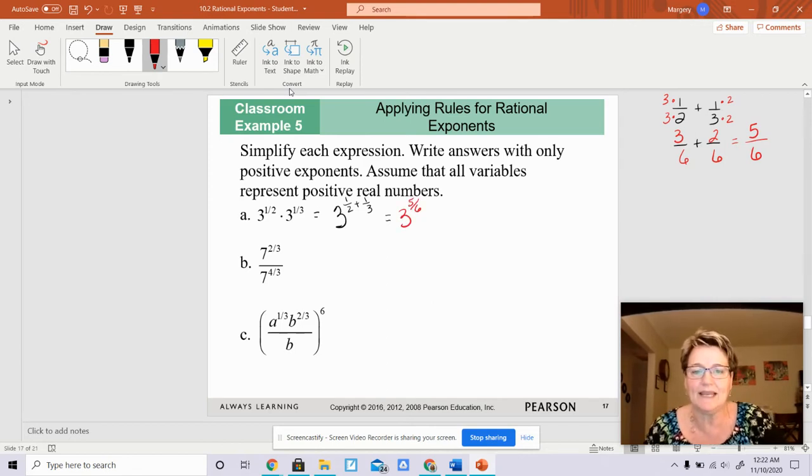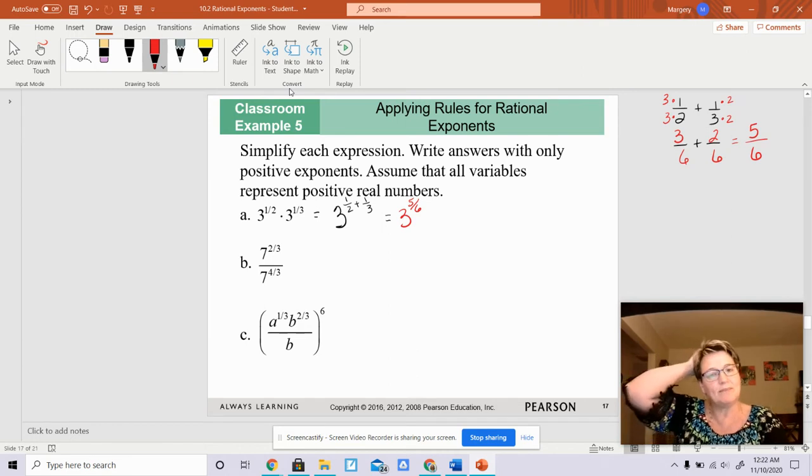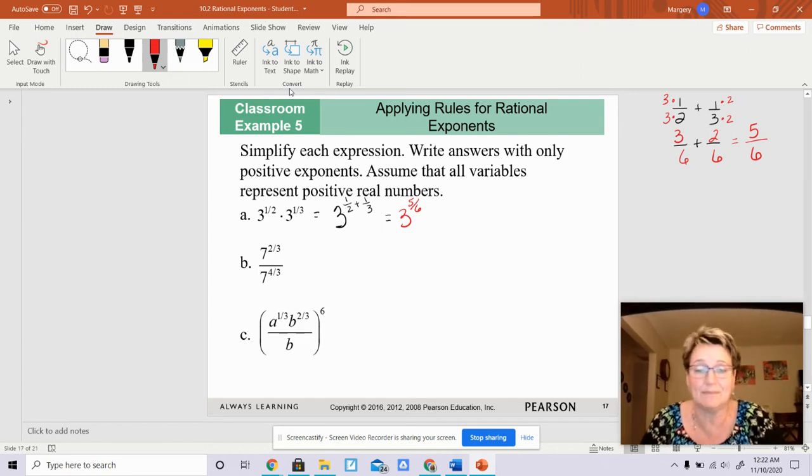Now it says simplify each expression, write the answers only with positive exponents, assume all variables represent positive real numbers. So that is all you can do. You can't simplify that because, whenever it's an improper fraction, you can simplify it. But if it's just a fraction, meaning the numerator is smaller than the denominator, you're not going to be able to simplify it as long as the base is broken down to its lowest prime.